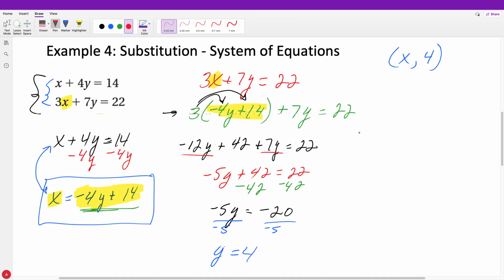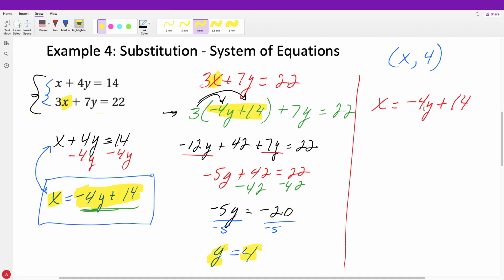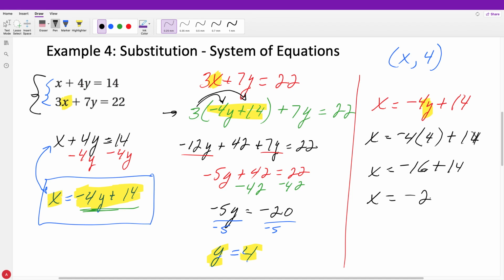All right, so once I know that y = 4, I'm now going to say, well, x was equal to -4y + 14. Now I know that y is equal to 4, so everywhere I see a y, I can substitute in 4. So x = -4 times 4 + 14. It should be a 14. So then x = -16 + 14. That means x = -2. So our final answer in our ordered pair is when x is -2, y is 4, and that would be the ordered pair that satisfies both of these equations at the same time.